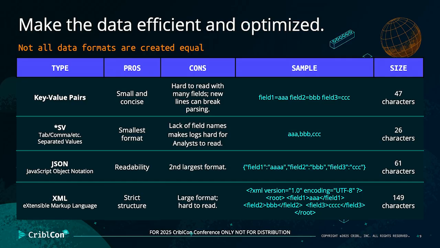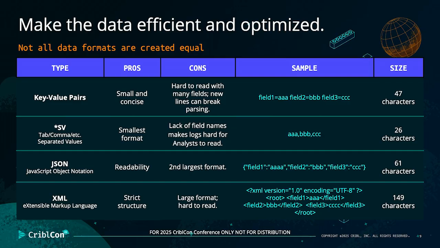CSV is fantastic because it's so small, but if you're trying to just read the log as it is, it makes it quite difficult. JSON's my personal favorite. Most platforms read it natively. They can parse it out, make it look good. Now, it is a little bit bigger. It's 61 characters versus the 26 and 47.